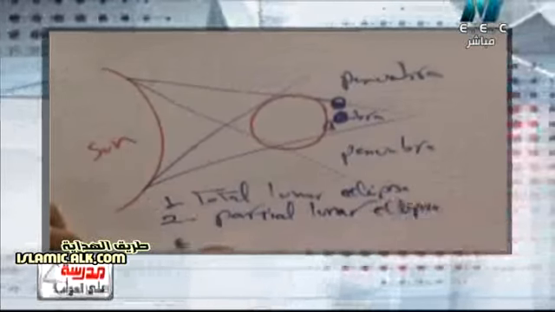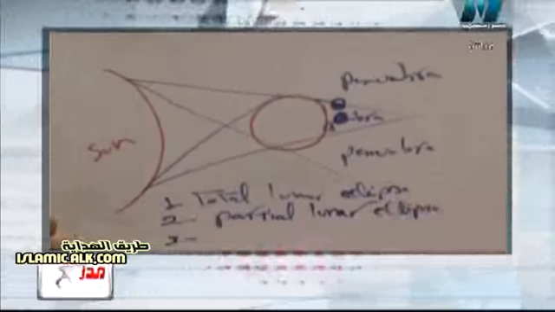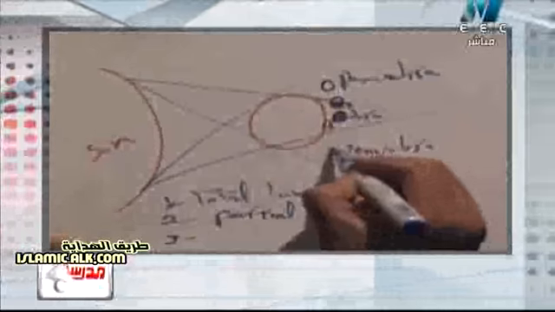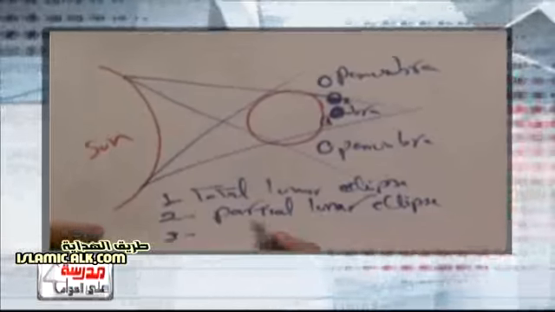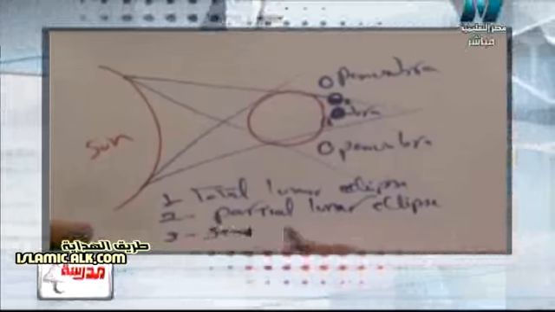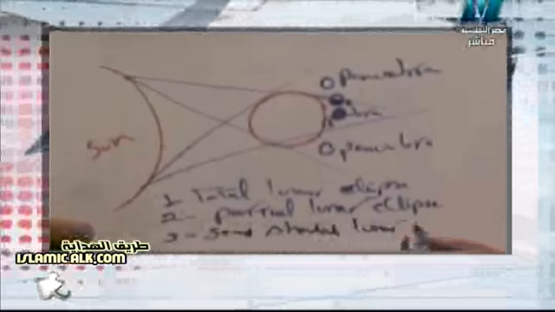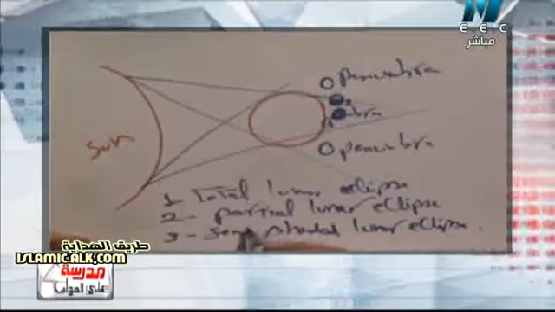Okay, but what happens if all the moon, لو القمر كله, طبعا دي هتبقى number 3, لو القمر كله دخل في منطقة البينأمبرا like this أو حتى البينأمبرا here, it will cause the last type of lunar eclipse which is called semi-shaded. ده بنسميه semi-shaded lunar eclipse, which happens in the area of penumbra.